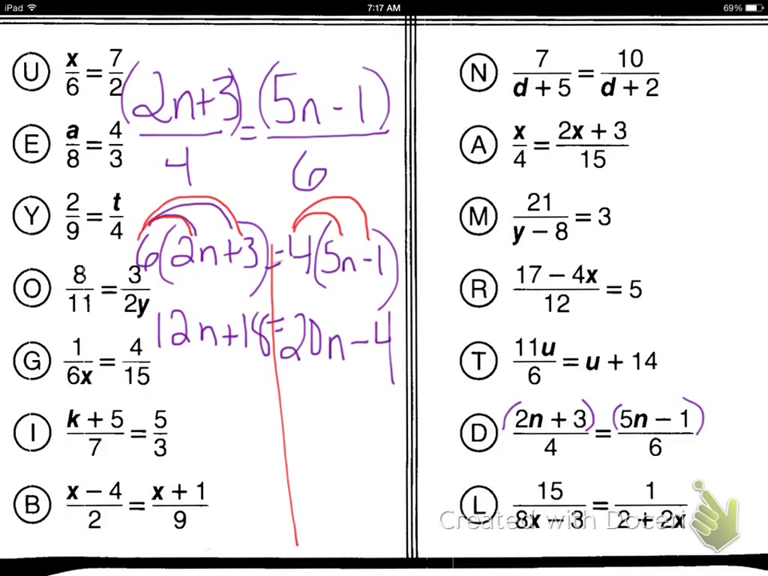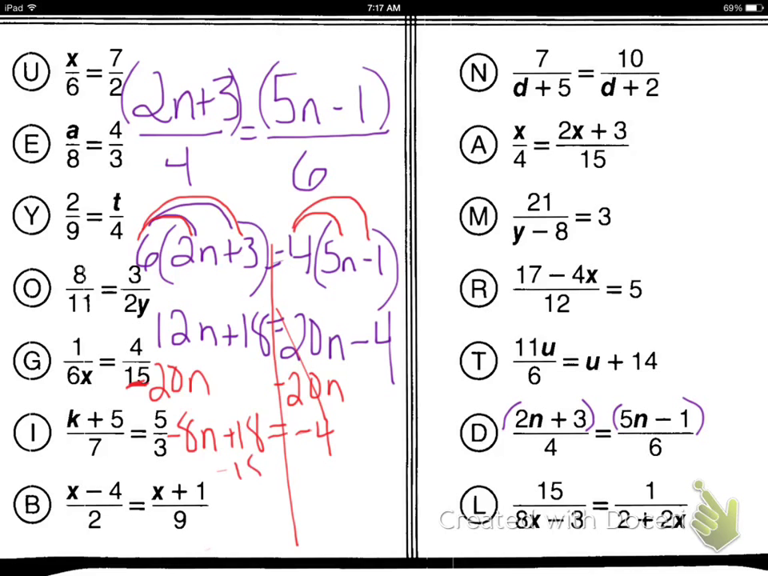Now I want to separate letters from numbers. I know you guys have a tendency to do this, minus the 20n, bringing your letters over to the left. I don't do that, but for you, I'm going to, because I have a feeling that's what you're used to. A negative 20 and a positive 12 is a negative 8n plus 18 equals negative 4.